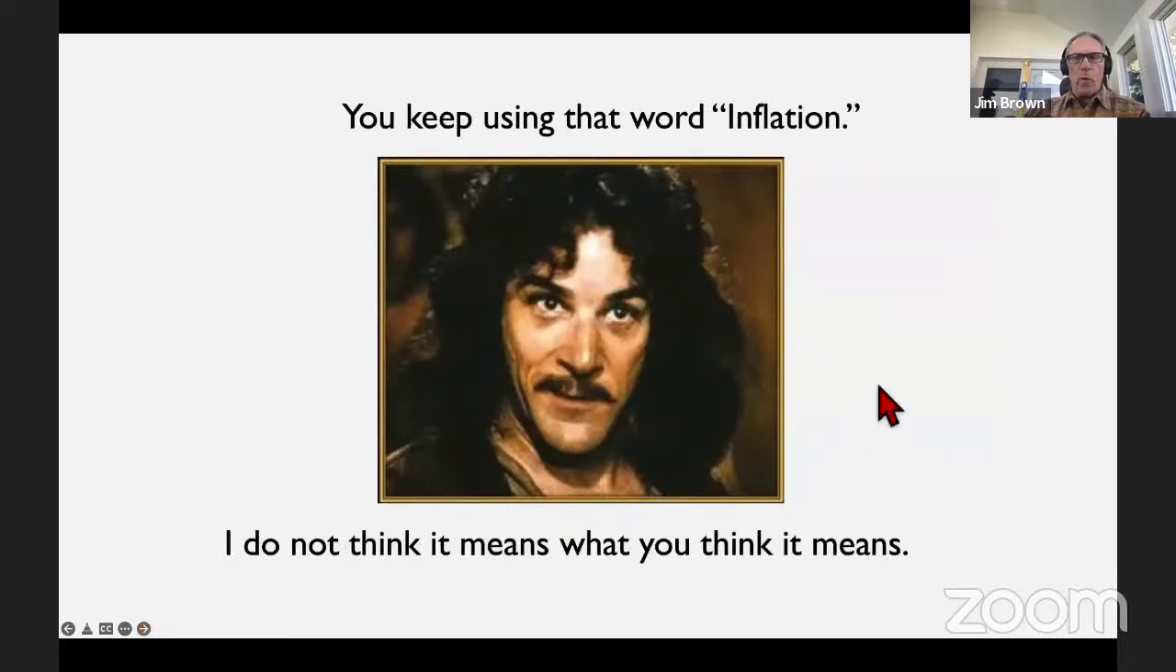You keep using that word. I do not think it means what you think it means.